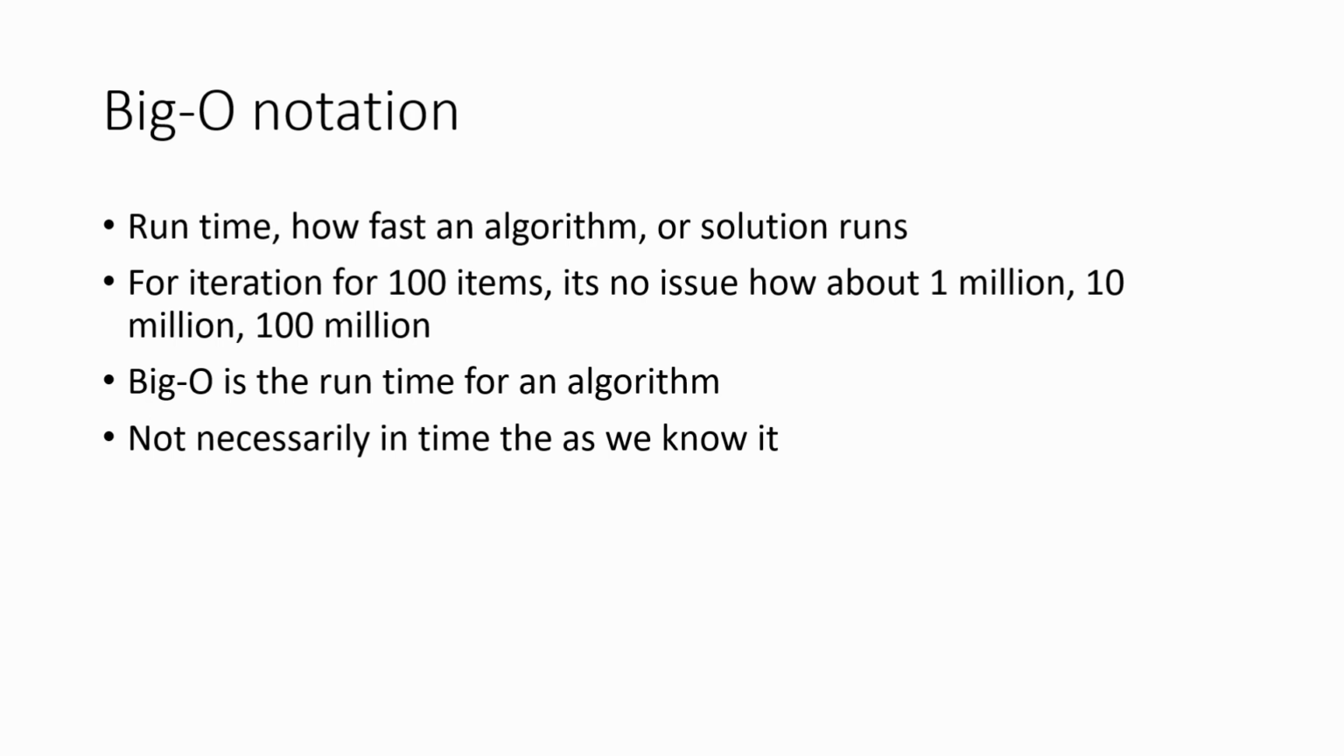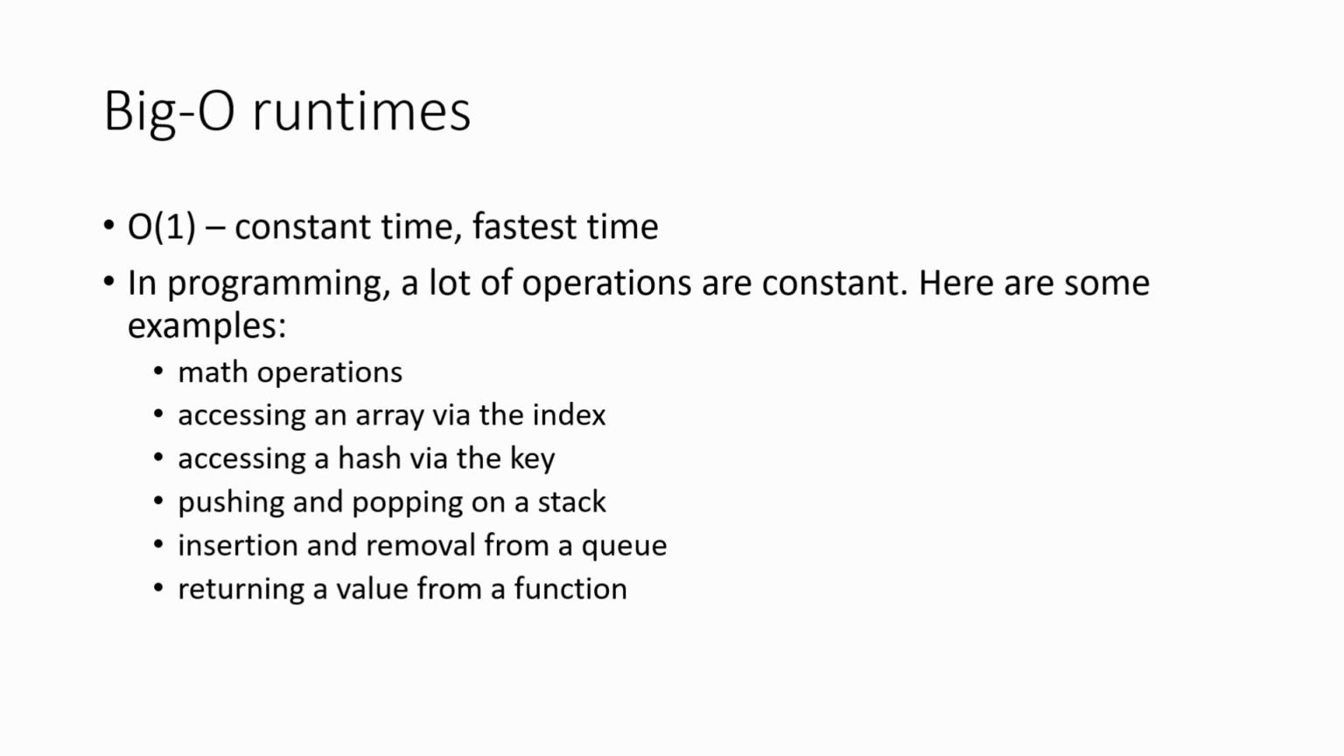And Big O is just a way to represent how fast or how slow your algorithm is. Now, one thing to keep in mind is it doesn't necessarily mean that it's in milliseconds, seconds, hours, minutes, whatever. It's in a different format, and we're gonna talk about those formats right here. So O of 1 is the fastest, constant time.